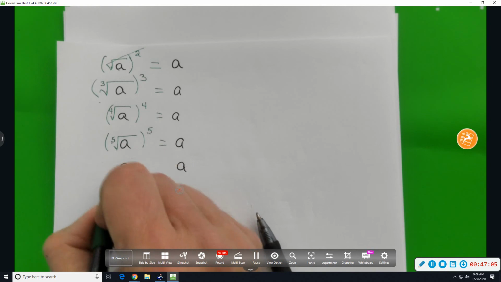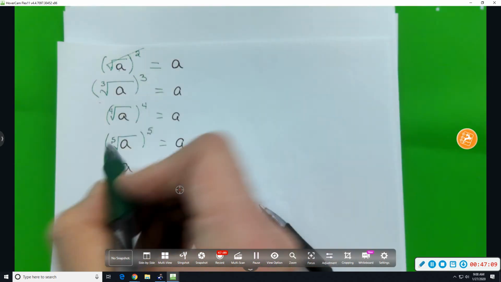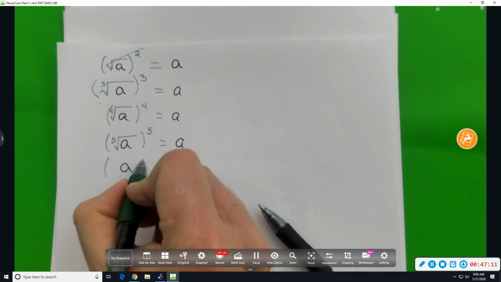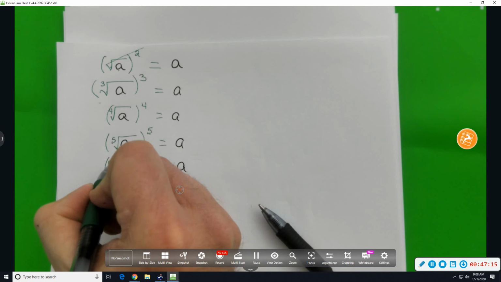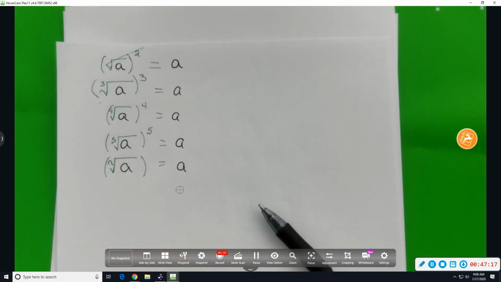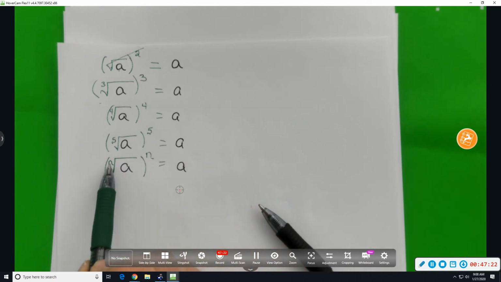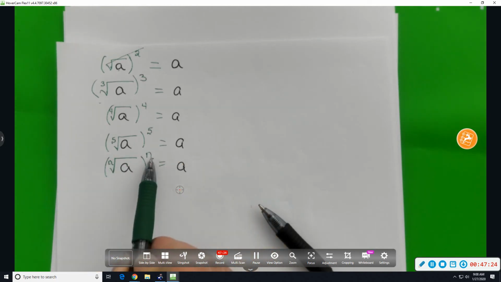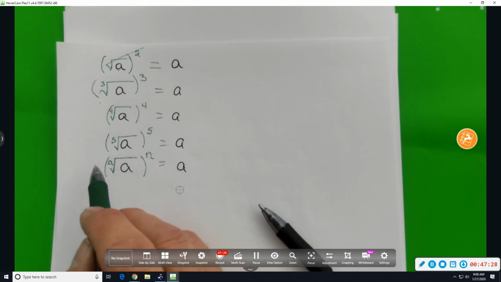The way you write this in general without having to write it out so many times, you can write this. This is a lowercase n I'm writing. The nth root of a raised to the n power. Whatever this root is, if that exponent is the same thing there, those cancel each other out.